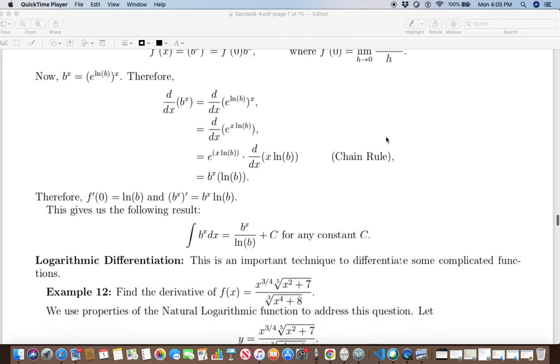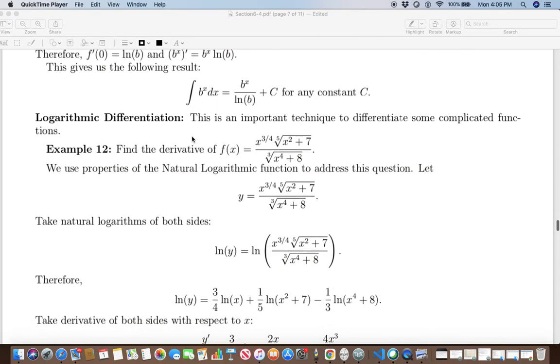Okay, general. Now let's come to logarithmic differentiation. The technique of logarithmic differentiation. This is an important technique. We have already seen its use once. Let's see it again. This technique is used to differentiate some complicated functions. For example, f(x) equals all of this. x power 3/4, fifth root of x squared plus 7, the whole over cube root of x to the 4th plus 8.